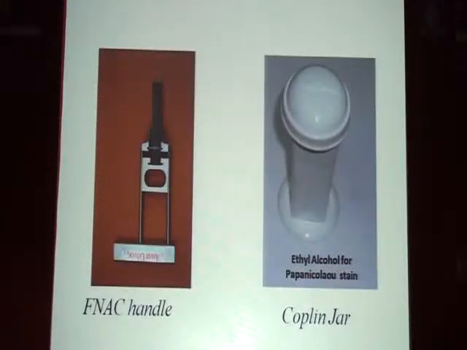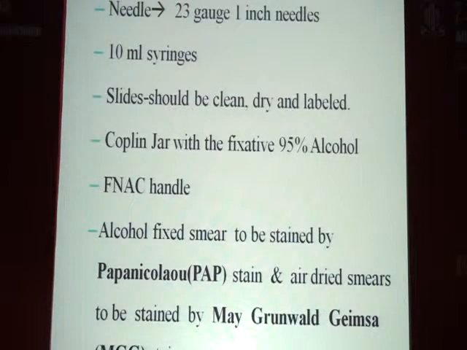So this is the FNAC handle, and this is the Coplin jar. Basically a needle is used, 23 gauge 1-inch needle, and 10 ml syringes. The slides should be clean, dry and labeled. The fixative is 95% alcohol. The alcohol-fixed smears are stained by the PAP stain, and the air-dried smears are stained by the MGG stain.